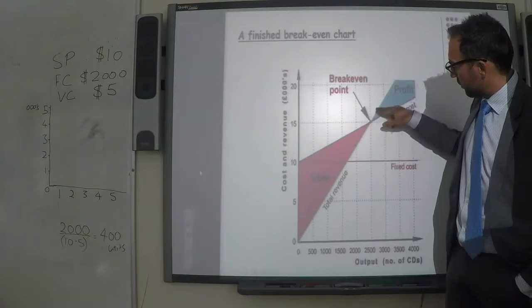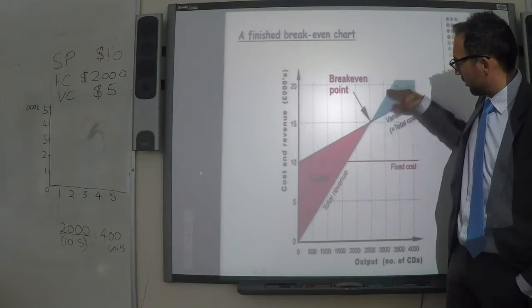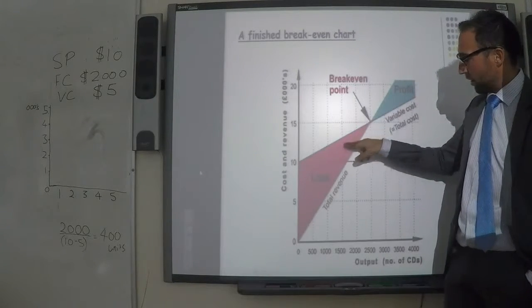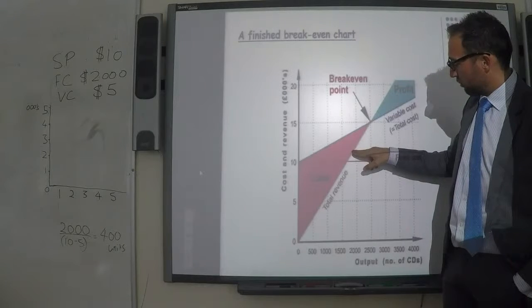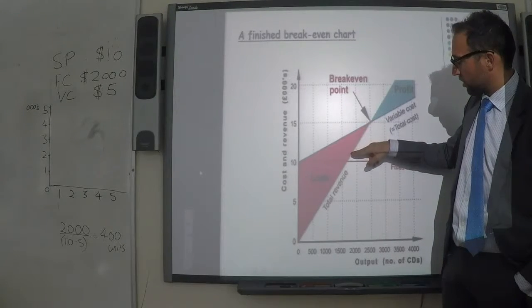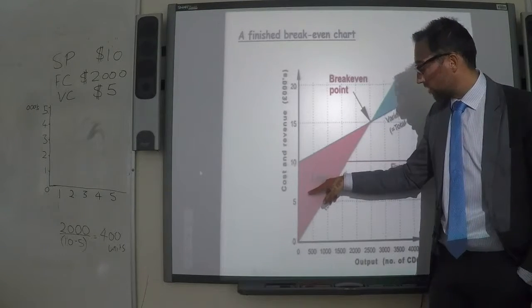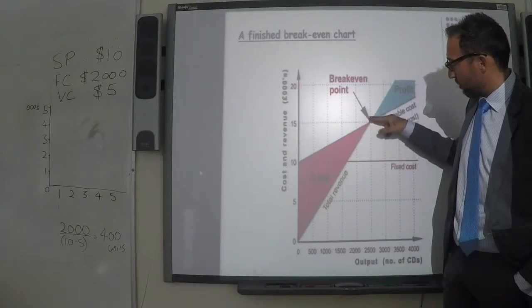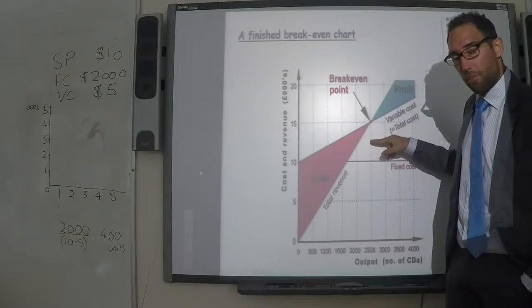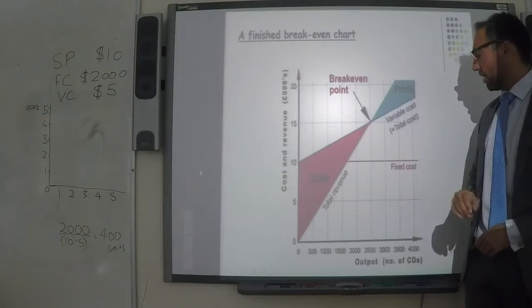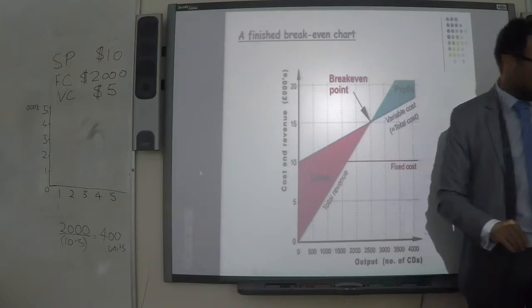Okay? If total revenue is higher than total costs, up here we make a profit because total revenue is more than total costs, and down here we make a loss because total revenue is less than total costs. And if total revenue is less than total costs, then we make a loss. Okay? The break-even point is that point exactly in the middle. Okay? So this is the most likely one that you're going to have to do in the exam, is draw a chart like this.